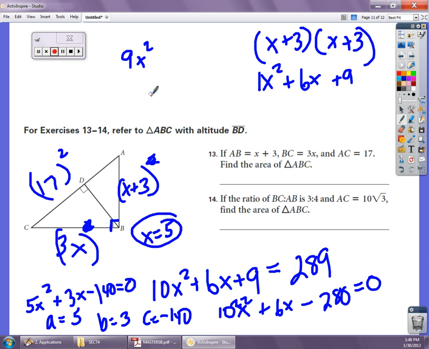So we're going to use our area formula. 1/2 the base. I could use either of these as the base. I'm going to use the 8 times 15. 1/2 of 8 is 4. 4 times 15, you get an area of 60.